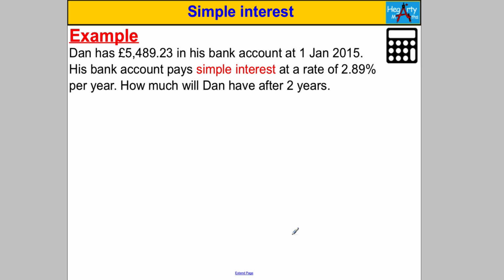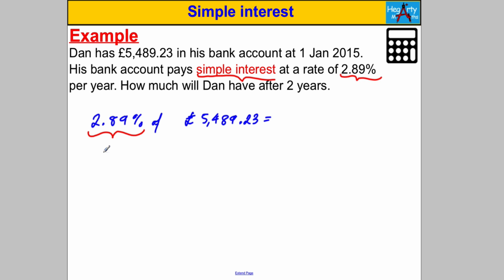Right, let's try another one. Pause the video and have a go. This time you're allowed to use a calculator. Dan has £5,489.23 and he's getting simple interest, poor old Dan, at a rate of 2.89%. The reason you're allowed to use a calculator here is that working out 2.89% of that amount is complicated. You wouldn't be expected to do that with pen and paper methods. So, the first thing we're going to do is work out 2.89% of £5,489.23, and we're going to use our decimal multipliers to do that.